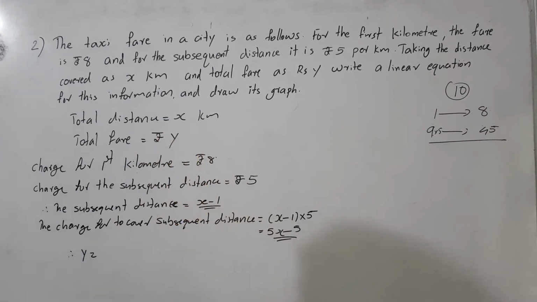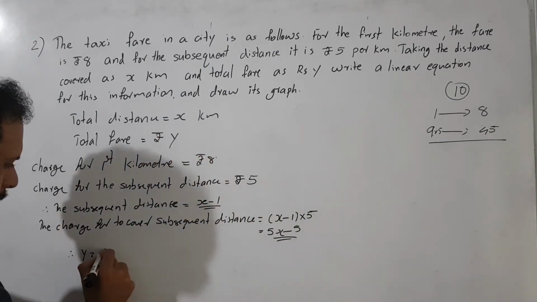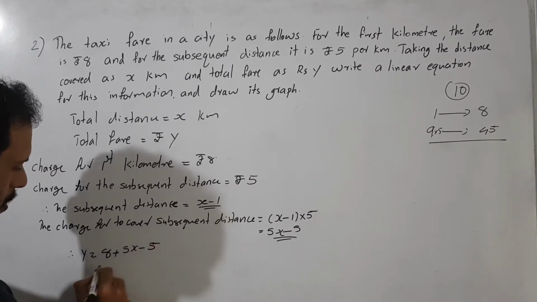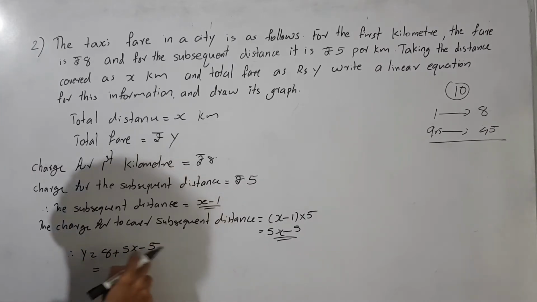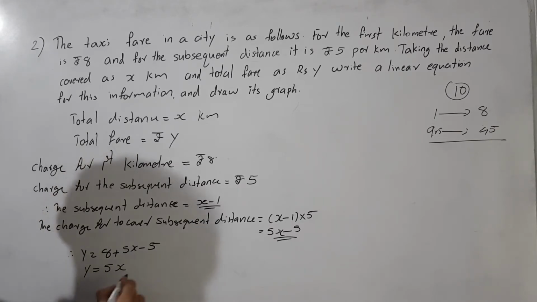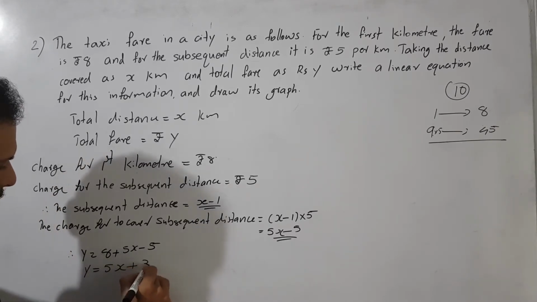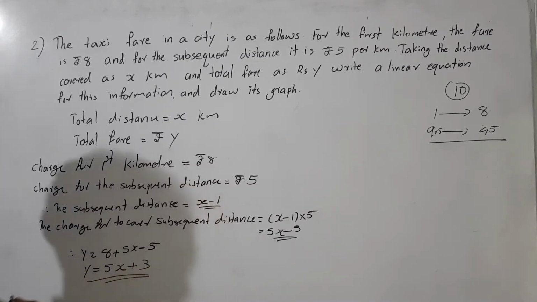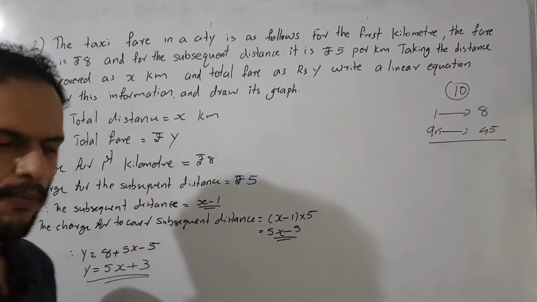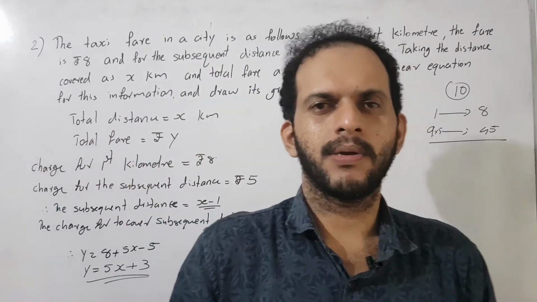The total fare. Therefore y is equal to 8 plus 5x minus 5. Then it is very clear, there is no other term containing x, so 5x stays the same. 8 minus 5, what is 8 minus 5? 8 minus 5 is equal to plus 3. So we got our equation. What is our equation? y is equal to 5x plus 3. Okay, y is equal to 5x plus 3.